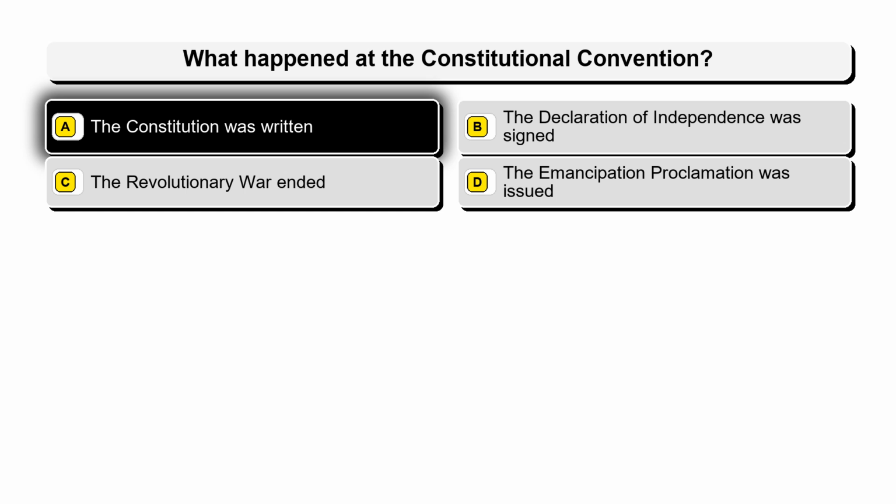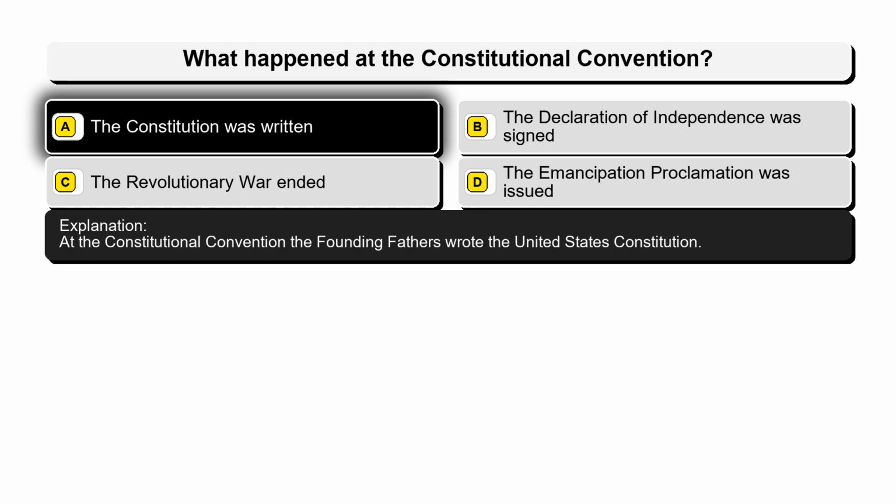The correct answer is option A, the Constitution was written. At the Constitutional Convention, the Founding Fathers wrote the United States Constitution.